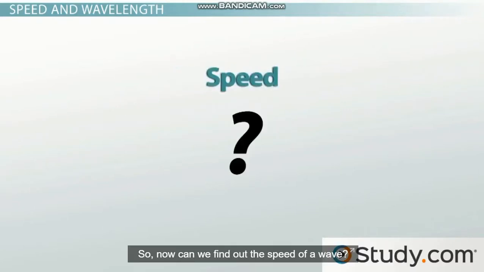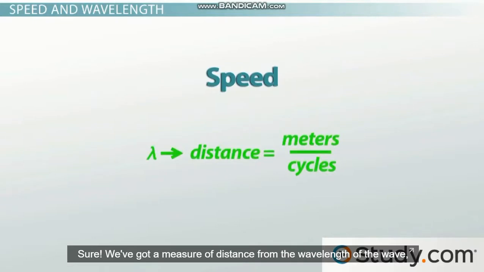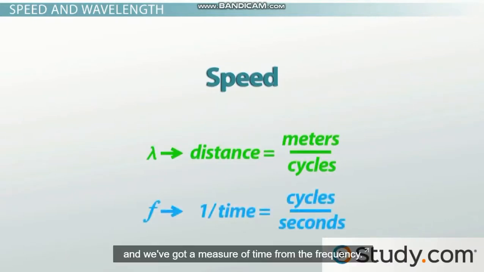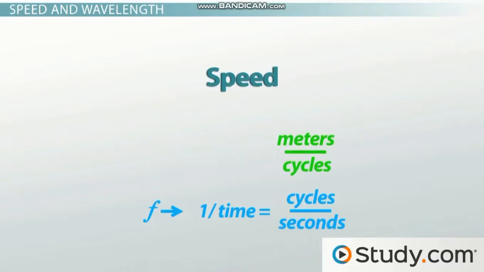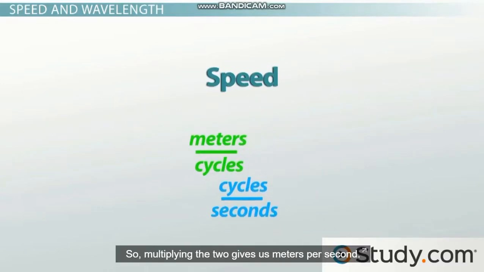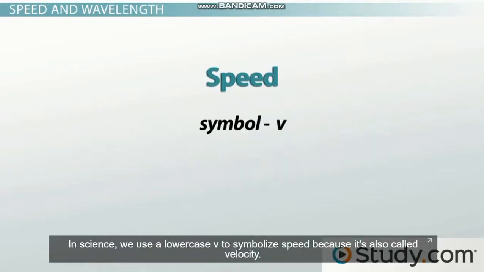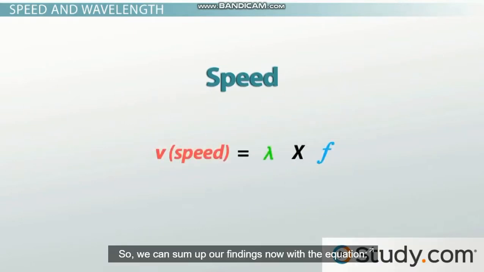So now can we find out the speed of a wave? Sure. We've got a measure of distance from the wavelength of the wave, and we've got a measure of time from the frequency. Wavelength is meters per cycle, frequency is cycles per second. So multiplying the two gives us meters per second. In science, we use a lowercase v to symbolize speed because it's also called velocity. So we can sum up our findings now with the equation speed equals wavelength times frequency.